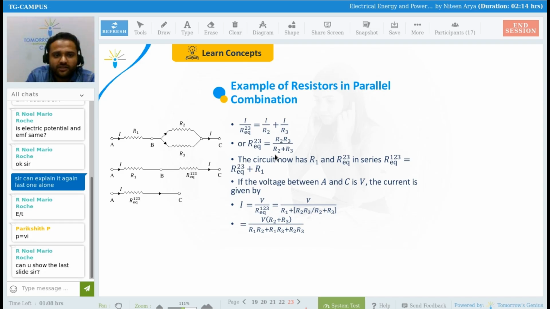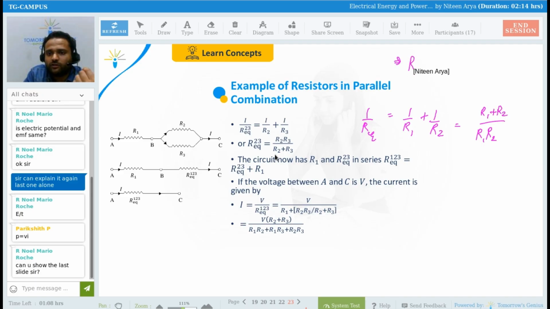Mixed combination. So in mixed combination, one thing you need to understand: when you need to find R equivalent for only two resistances, 1 by R1 plus 1 by R2, that is simple multiplication and then simple addition. So the equivalent resistance of two resistors in parallel is going to be this one. You use this formula directly. Don't use this simple method of R1, R2, R3. And the same thing they already explained here.